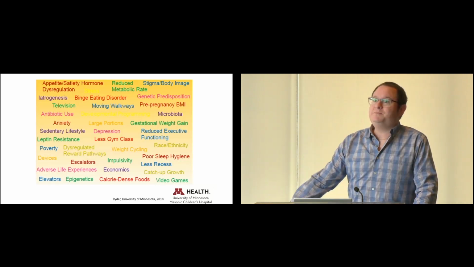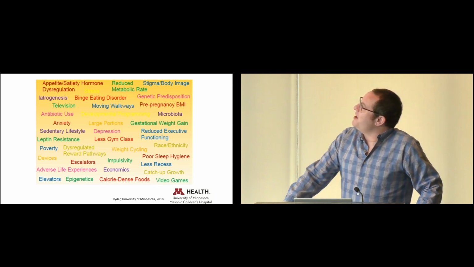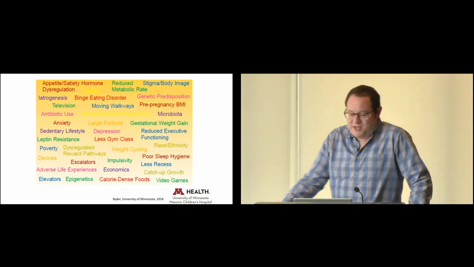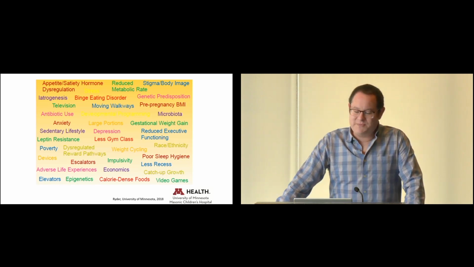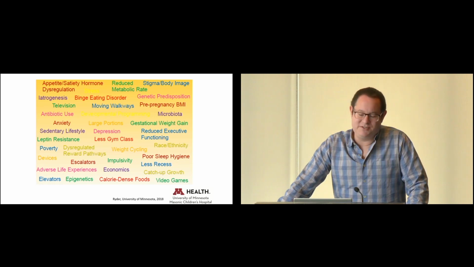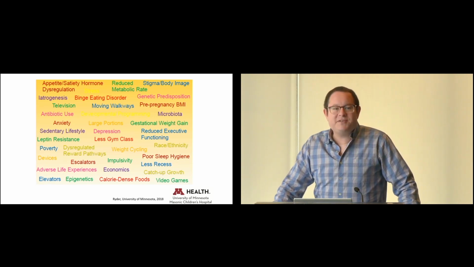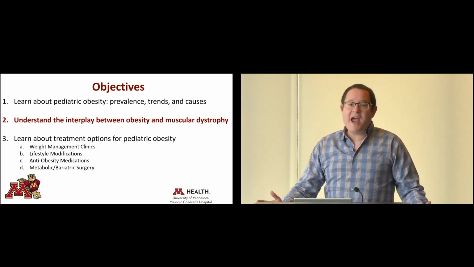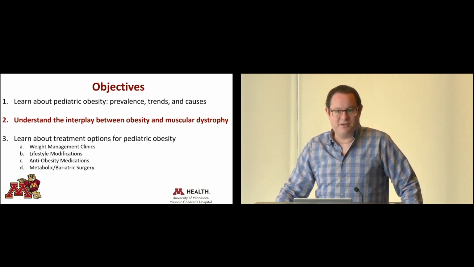So put another way, it's a lot of different things involved, right? And so we can see things like anything from larger portions, moving walkways, binge eating disorders, less gym class, impulsivity, adverse life experiences, television, antibiotic use, anxiety, sedentary lifestyle, genetics, etc., right? So there's a lot of different potential causes that are in play. So next, I wanted to go into the interplay between obesity and the muscular dystrophies.